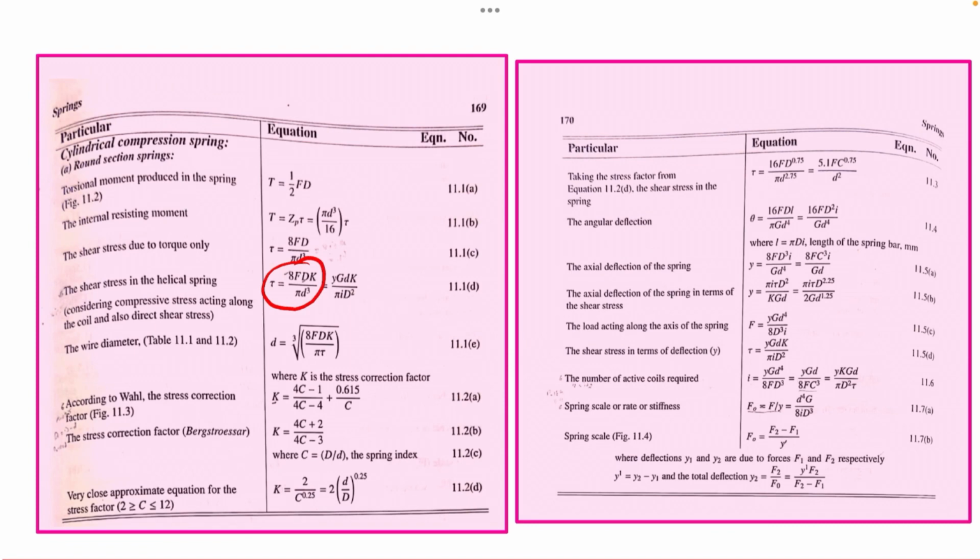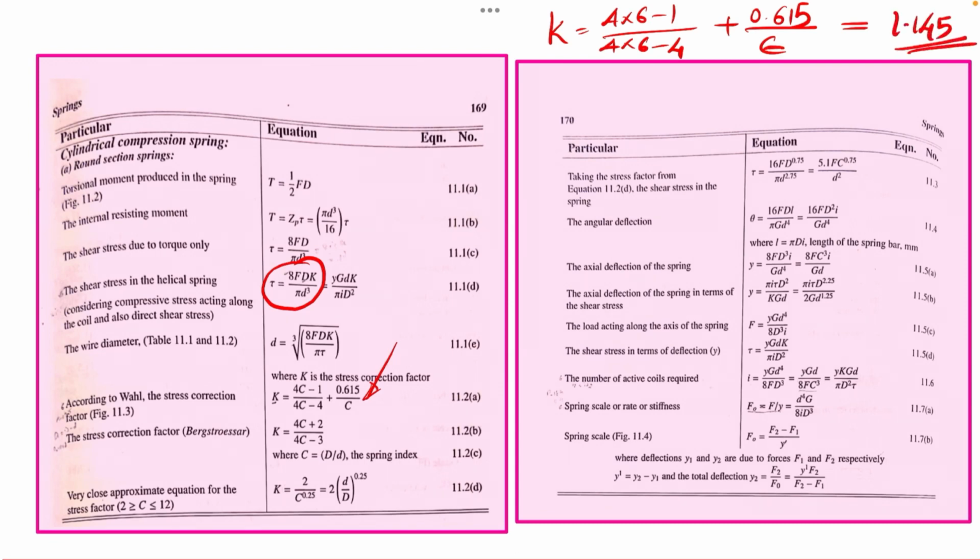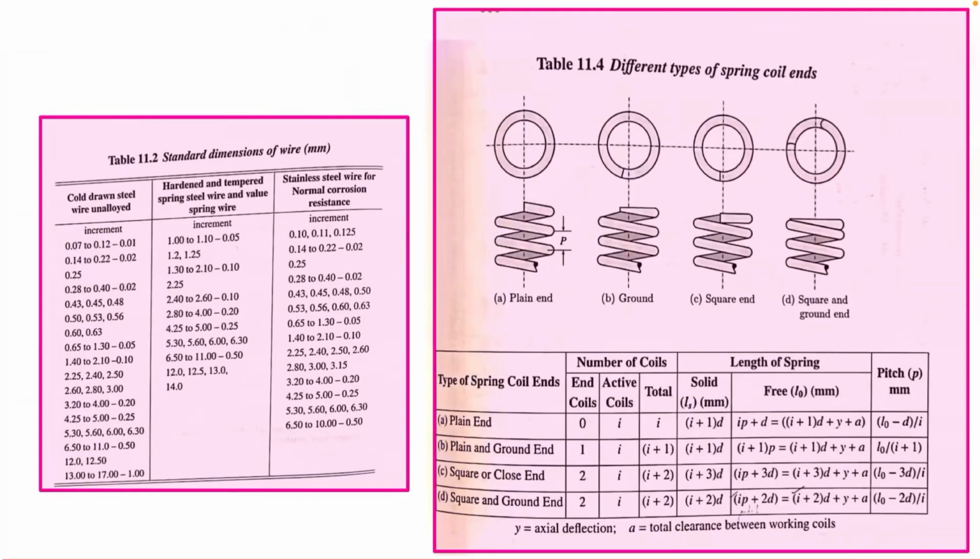So we will need this equation, the torsional shear stress 8FD by pi d cube into K. We need to obtain the value of K here. K is a function of C, the spring index. Here we have the spring index value as 6. So if C is 6, then K will be equal to (4 into 6 minus 1) divided by (4 into 6 minus 4), plus 0.615 divided by 6, because C is 6. So you will get a value of 1.145 for K.